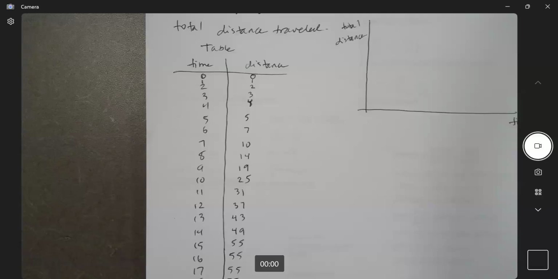Okay. Oh, wrong one. Desmos. There it is.